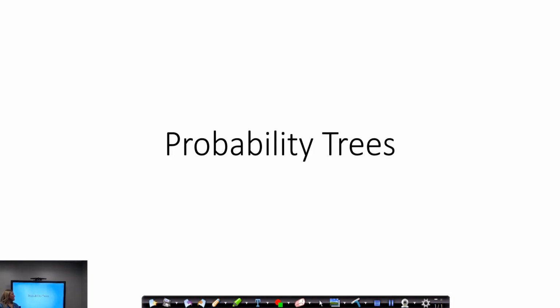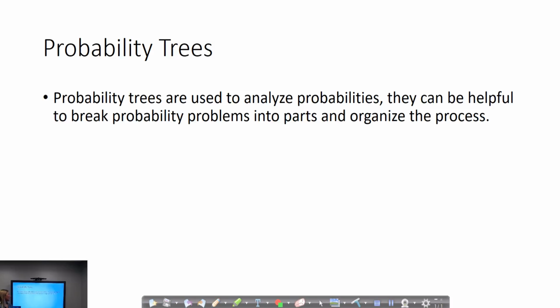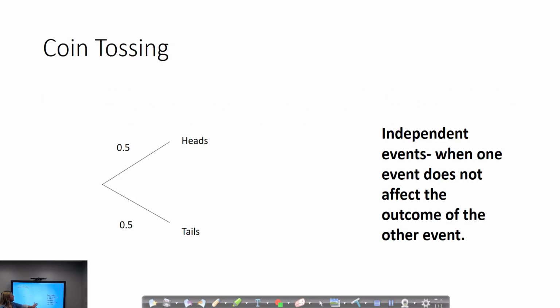Today I'm going to teach you guys a little bit about probability trees. Probability trees are used to analyze probabilities. They can be helpful to break probability problems up, help you organize your thoughts, and let you know why you're multiplying or adding what you are.